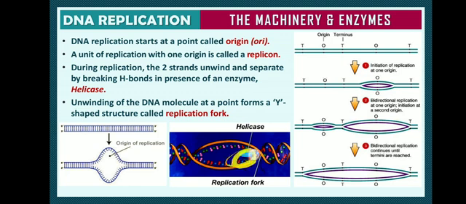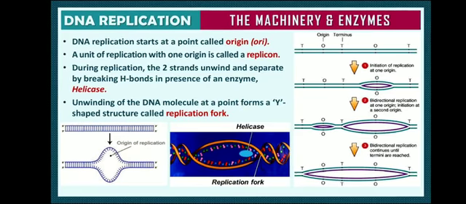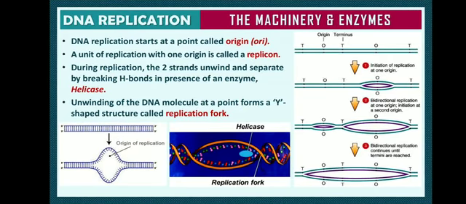So helicase is an enzyme responsible for unwinding the two strands of the DNA and converting them into single strands. This unwinding of the DNA molecule at the point forms a Y-shape. You can find here, this is a Y-shape. This Y-shaped structure is what we call a replication fork.